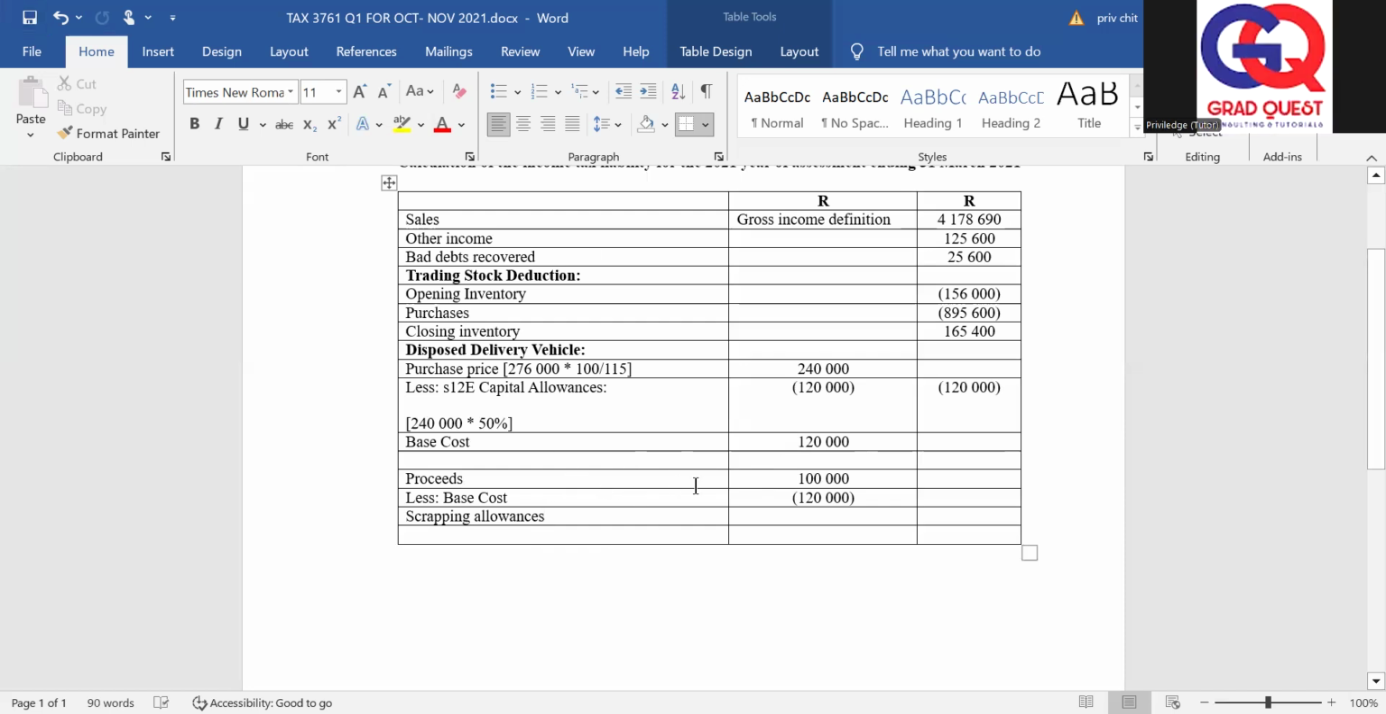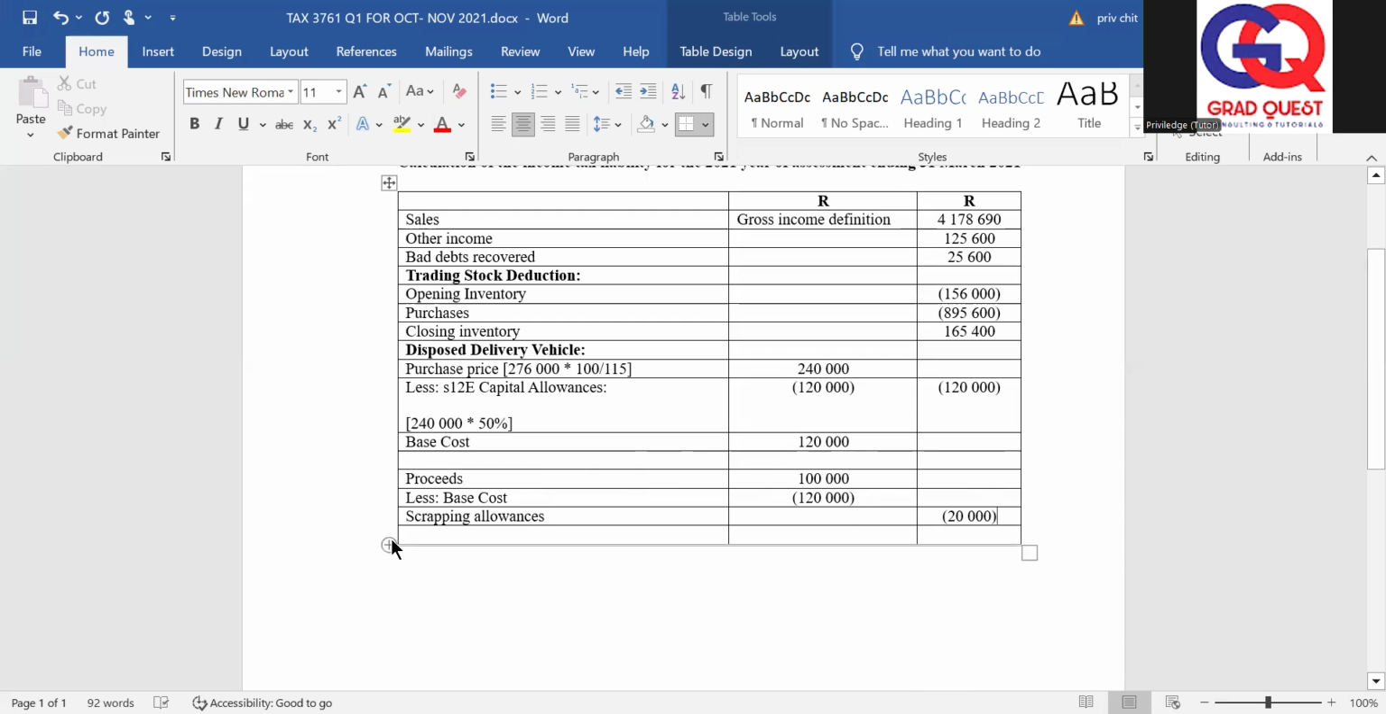Scrapping allowances because the proceeds are lesser than the what? Less than the base cost. So the scrapping allowance is the difference here between the base cost and the proceeds, which is going to give you the value of 20,000 rands.